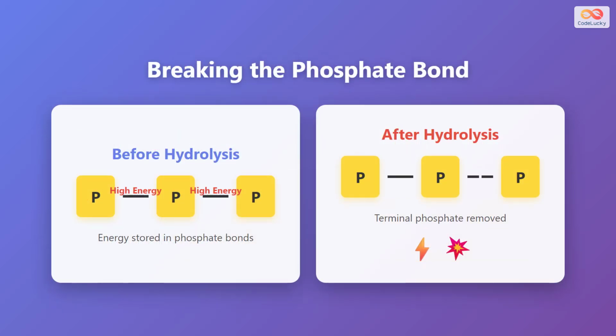Before hydrolysis, ATP has 3 phosphate groups held together by high-energy bonds. When water is added, the bond connecting the terminal phosphate is broken. This removes one phosphate group from the molecule, converting ATP into ADP. The breaking of this specific bond is what releases the burst of energy that cells need. It's a controlled, efficient way to make energy available exactly when and where it's needed.